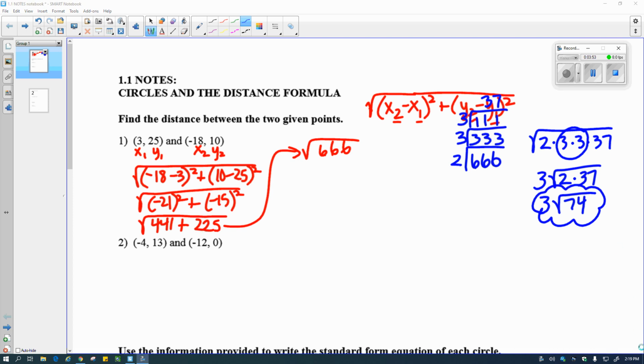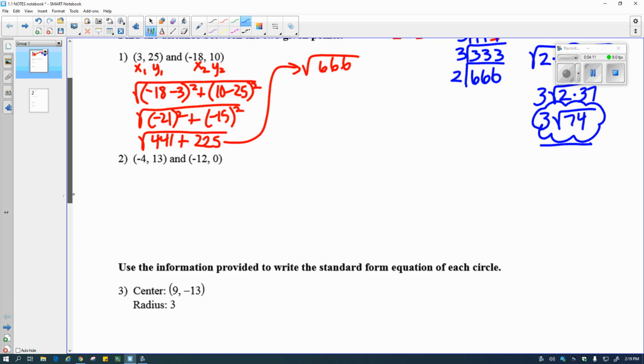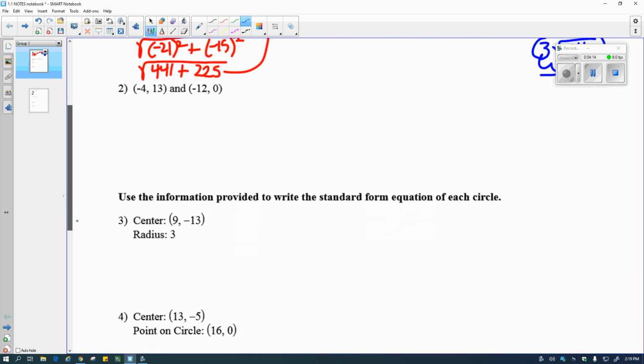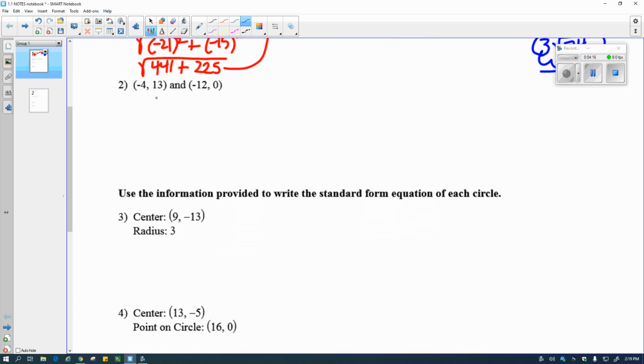Now, I just wanted to review that process with you. We don't always have to do this, especially when we're working with circles. We don't always have to break it down into simplest radical form when working with circles, because we're going to end up squaring the radius and we're going to use it to find the radius. But if I'm just doing the distance formula, I'm going to want to make sure that I break it down if possible. So I'm going to go through that process again.